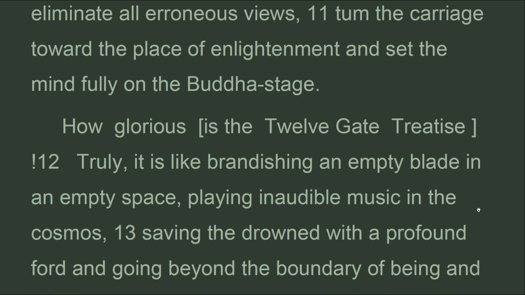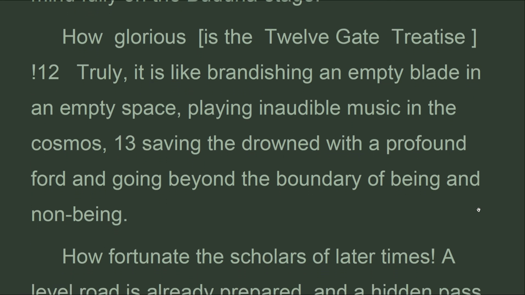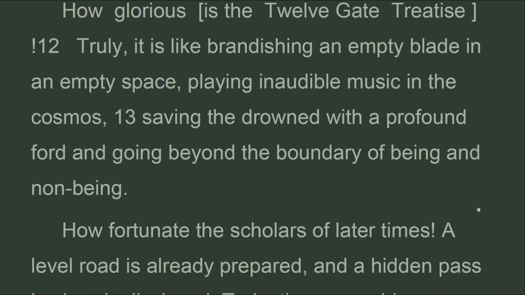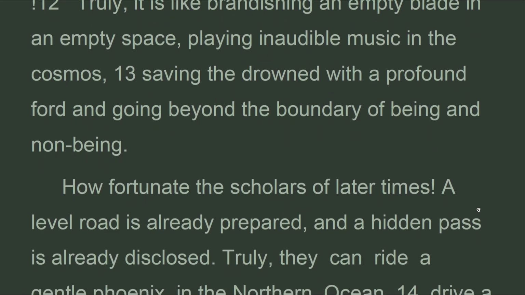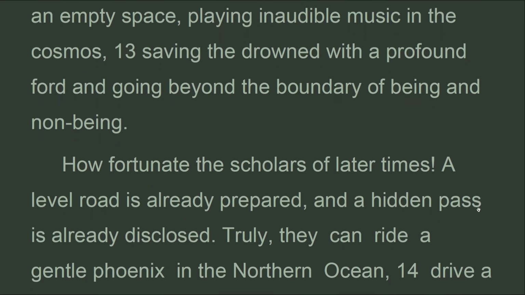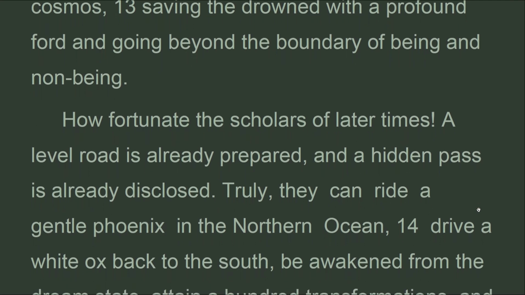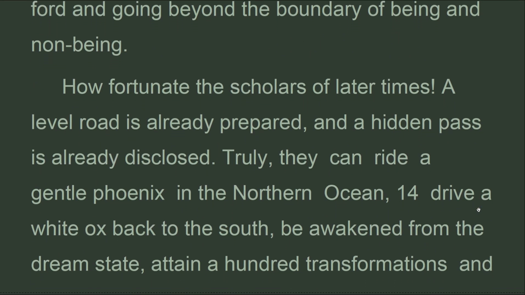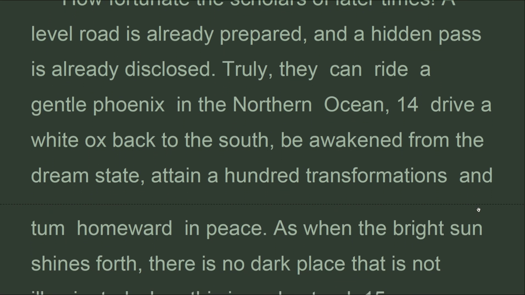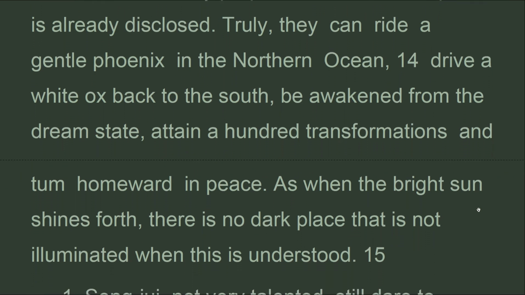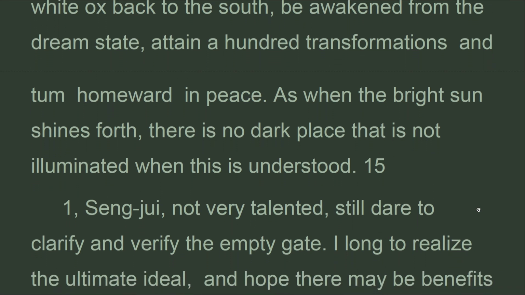How glorious is the 12-Gate Treatise! Truly, it is like brandishing an empty blade in an empty space, playing inaudible music in the cosmos. Saving the drowned with a profound ford and going beyond the boundary of being and non-being. How fortunate the scholars of later times! A level road is already prepared, and a hidden pass is already disclosed. Truly, they can ride a gentle phoenix in the northern ocean, drive a white ox back to the south, be awakened from the dream state, attain 100 transformations and come homeward in peace. As when the bright sun shines forth, there is no dark place that is not illuminated when this is understood.